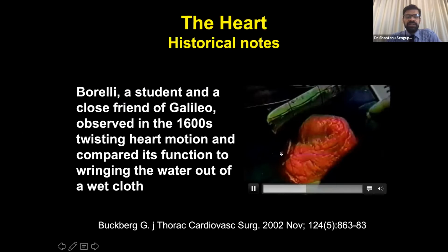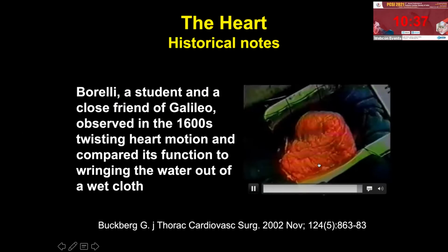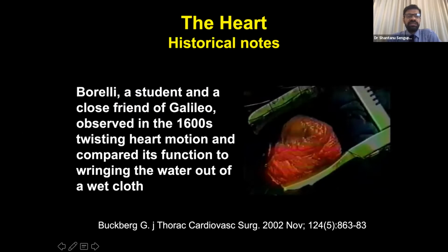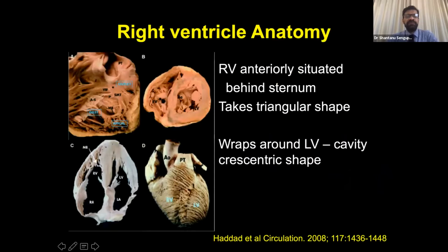And as we see that the heart has this twisting motion, and the predominantly anterior part is the right ventricle, and the heart motions give a very strange and very important anatomy. Understanding the right ventricle is situated just behind the sternum, and is a triangular shape, and it wraps around the LV cavity, which is a concentric shape.